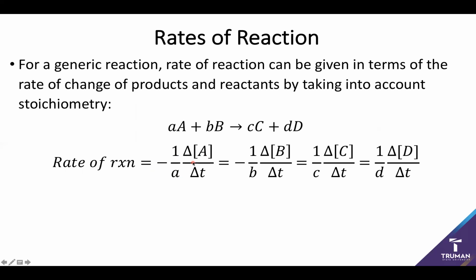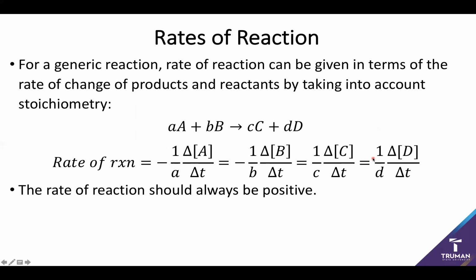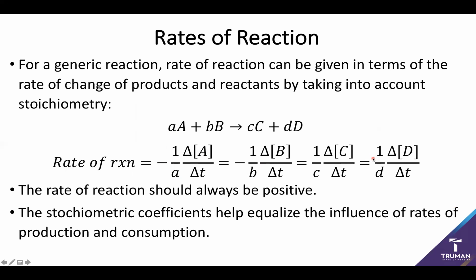So in order to find the rate of reaction, take the change of any given species, divide by the coefficient, and again, if it's a reactant, put a negative sign out front. If it's a product, it's fine as is, because that rate of reaction should always be positive, and that stoichiometric coefficient helps equalize essentially rates of production and consumption.